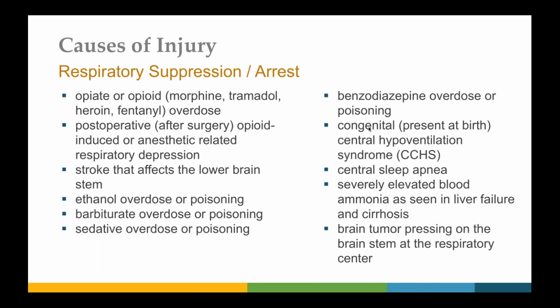Respiratory depression or respiratory suppression is a subset of that stagnant anoxia, but I did want to break this one out because this is one, particularly the first one listed, opiate or opioid overdoses, that has dramatically increased within the last decade. A suppression or cessation of breathing results in low oxygen levels and high carbon dioxide levels within the blood, and the severity of potential damage is really dependent upon the degree of suppression, or in the case of an arrest, the amount of time that the interruption of blood flow is caused.